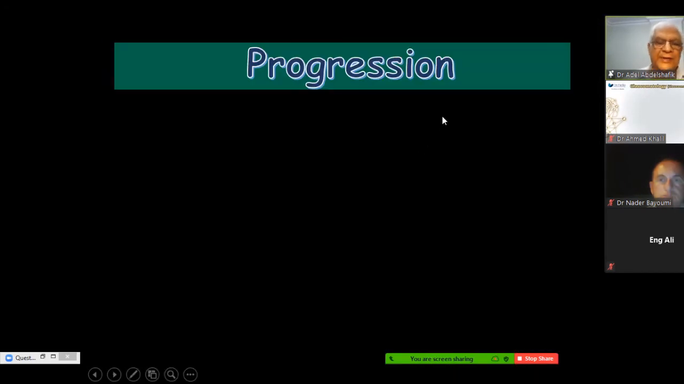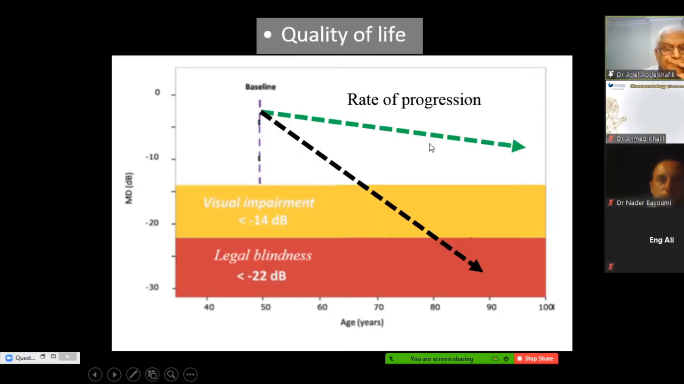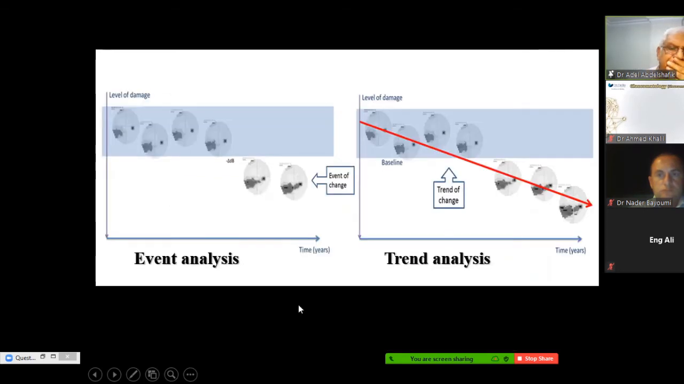Now, what about progression? We need to know what is the rate of progression. Keep this in mind. If your mean deviation is below -14, this is visual impairment. If it's below -22, this is legal blindness. So we want our patient not to pass into this bad area by the end of their life. We want to keep them up here all their life.